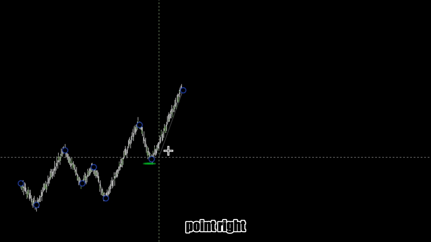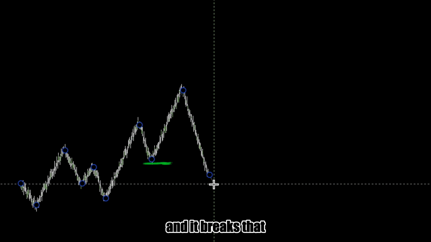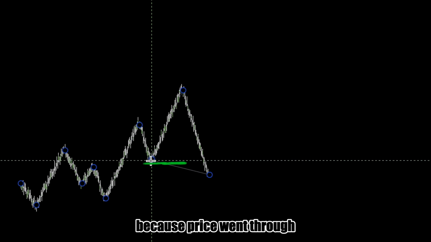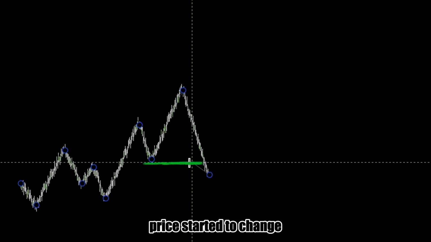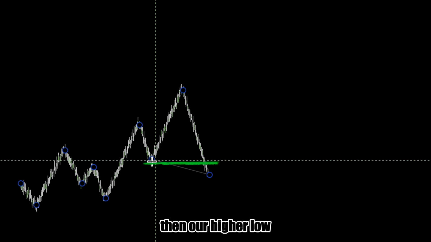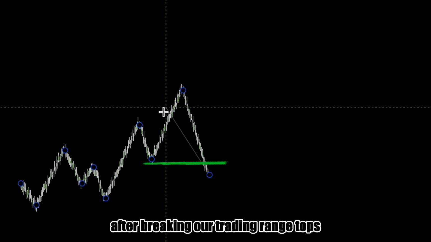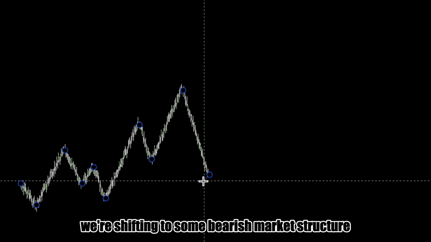Now when I say this is our higher low, this is our structure point, right? If price comes down and breaks that, we are no longer in a bullish market structure, because we had a change of character. Price started to change. We had to break a structure here. Price went lower than our higher low after breaking our trading range top. So now this could indicate that maybe we're shifting to some bearish market structure.